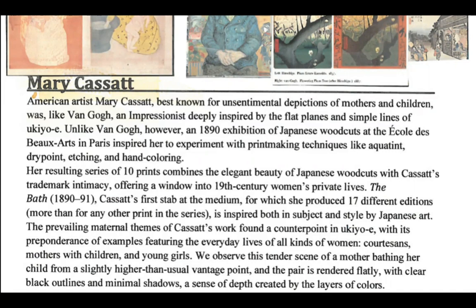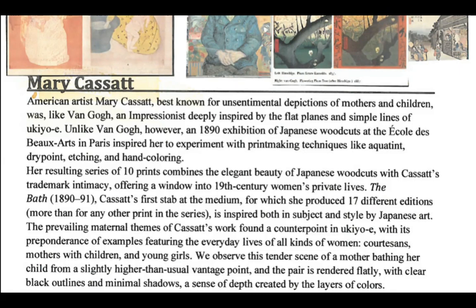So Van Gogh, when he sees ukiyo-e artwork, he's actually copying it. So up here is an example of an ukiyo-e print and then a Van Gogh painting. Mary Cassatt is creating prints. So she's not creating paintings of these prints. She's creating her own prints after being inspired by it. Her resulting series of 10 prints combines the elegant beauty of Japanese woodcuts with Cassatt's trademark intimacy, offering a window into 19th century women's private lives.